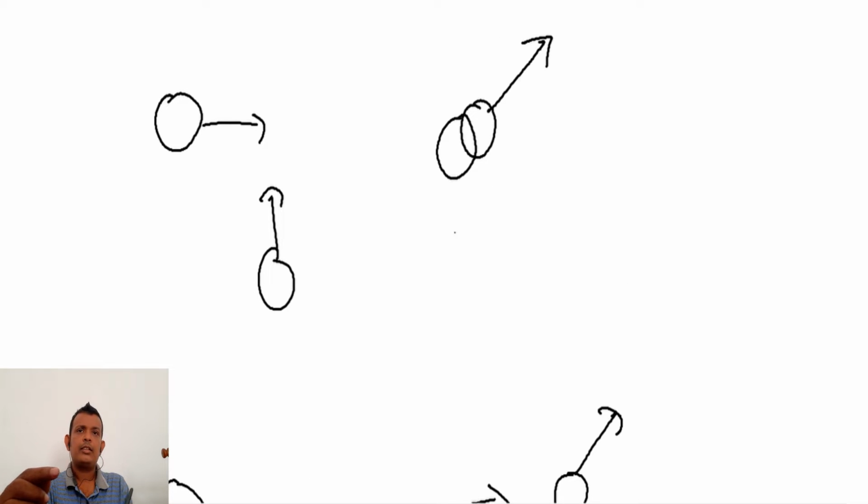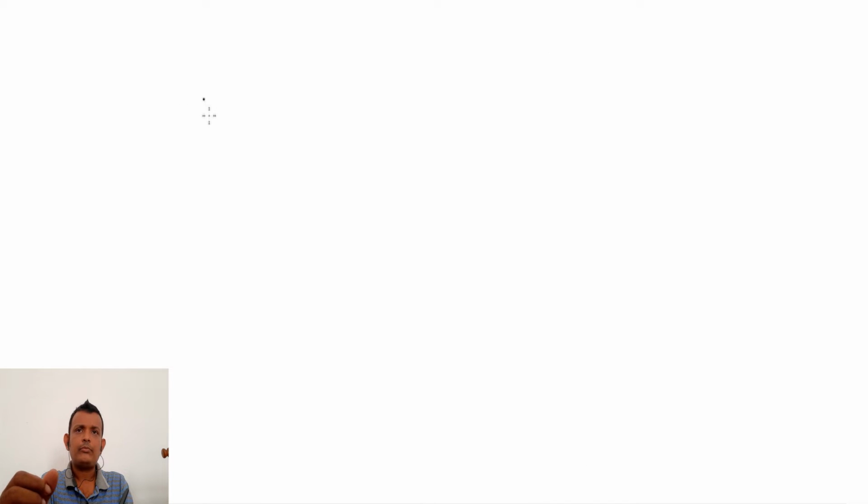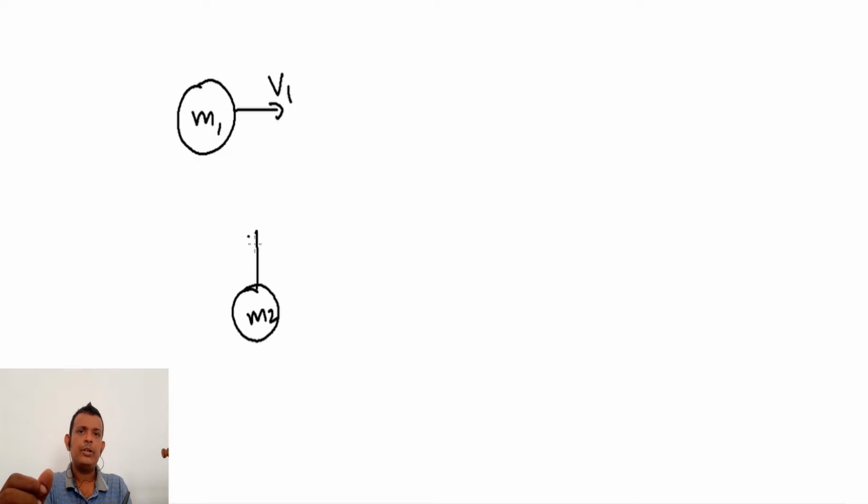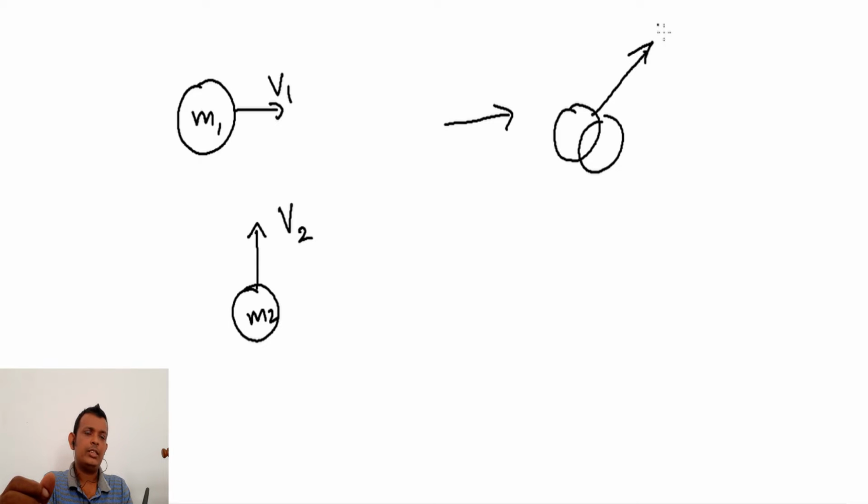Okay, let me start with this. There is an object of mass m1, which is moving with velocity v1, and it collides with the m2 object moving with velocity v2. Then after the collision, what happens? Both objects fuse together and move with a velocity v, making an angle theta to the horizontal line. So what we need to find is the velocity and the angle they form.